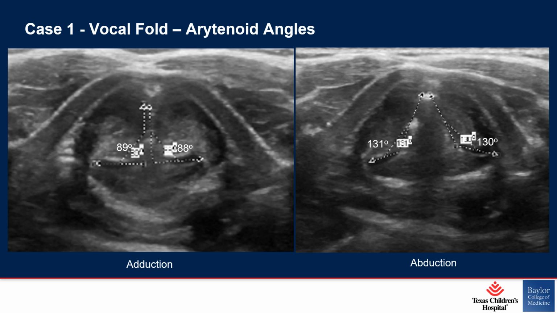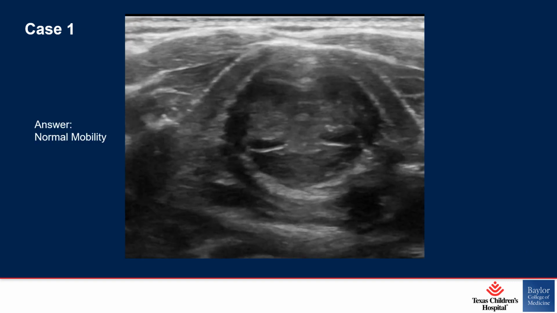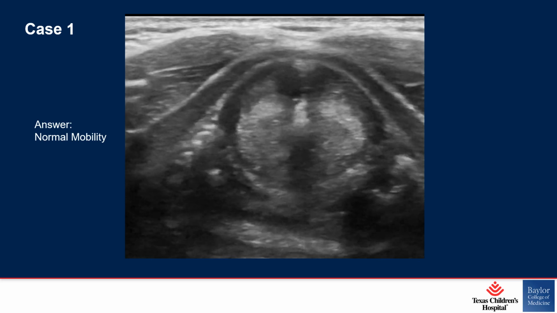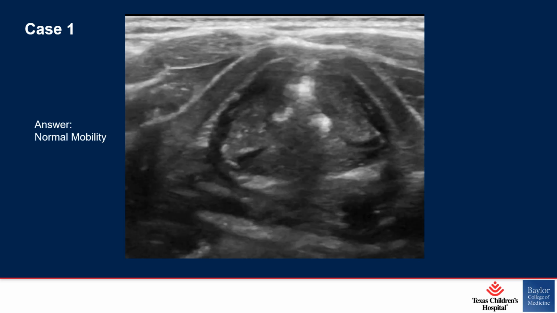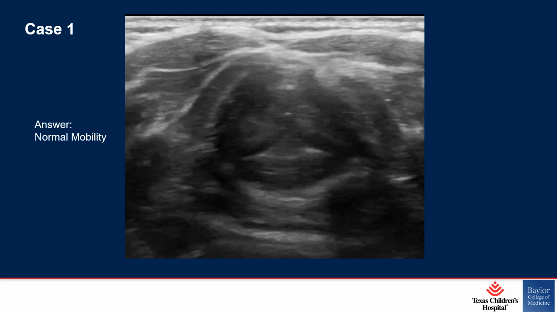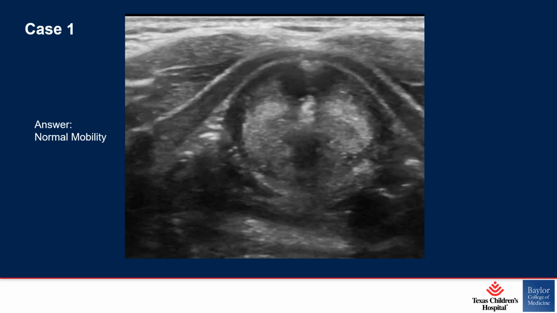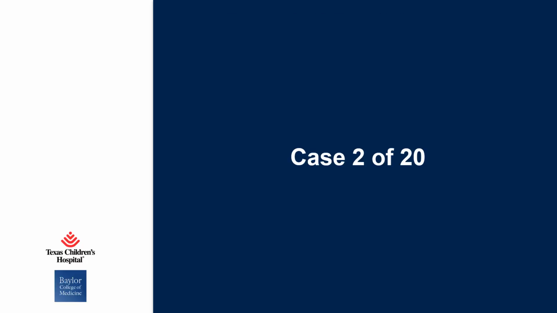Here are our measurements of the vocal fold arytenoid angles for this case. Here is our first case once again. We think the vocal fold mobility is normal. Do you agree with us? Case 2.